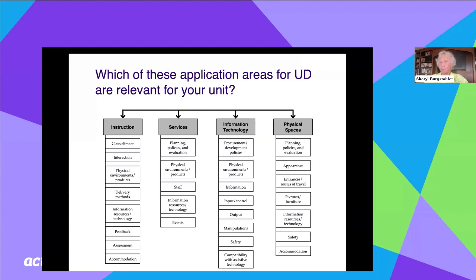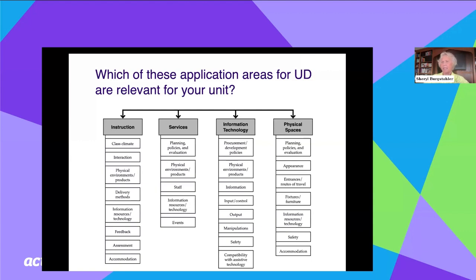Instruction, we think about things like class climate, interaction. What about the physical environment we're using and the products, maybe our learning management system, our delivery methods, the technology we're using, the feedback we give students in assessment, and accommodation. Then accommodations on the end, because you're always going to need to provide accommodations upon request.